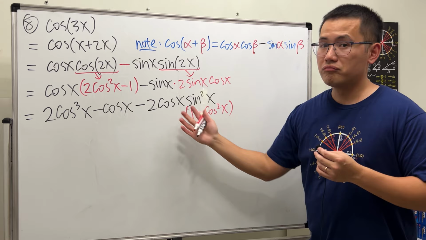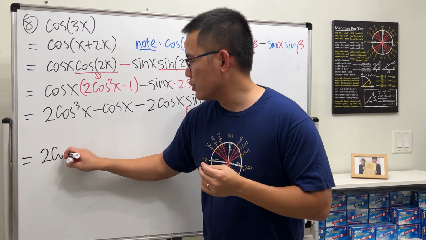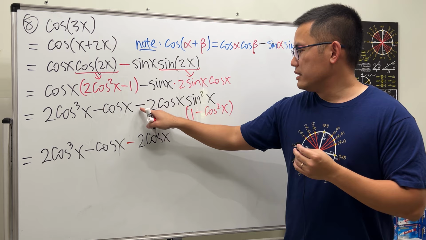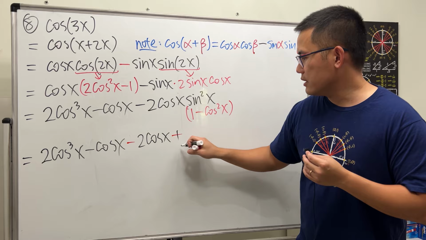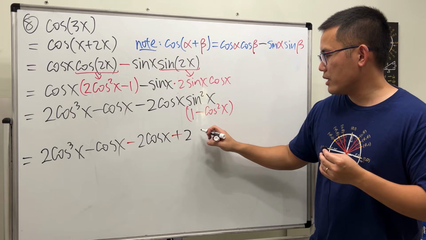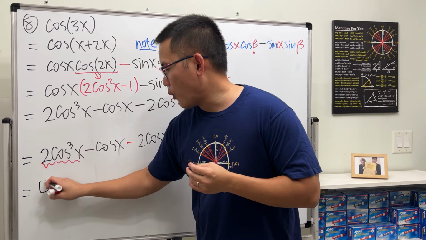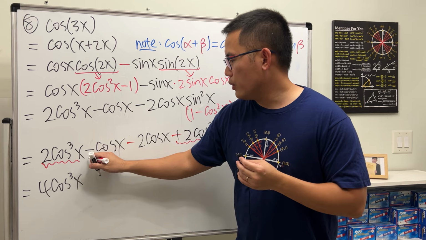All right, so the first two terms stay the same. We have 2 cosine to the third power x minus cosine x, and then after we distribute, this is the negative, and then we have 2 cosine x, negative negative becomes a positive. And then this is a 2, and then cosine squared is cosine to the third power x. As you can see, this and that can be combined, and we will get 4 cosine to the third power, and then this and that can also be combined, and that's minus 3 cosine x.